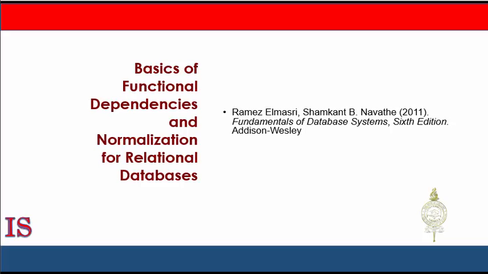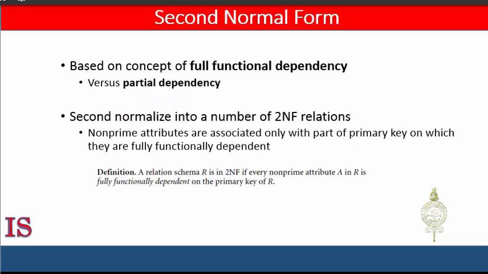Well, welcome back to video number 7 in our series on normalization and functional dependencies. In the last video, we explored the concept of first normal form, the elimination of all multivalued and composite attributes from a relation. Now we're going to move on to second normal form, so let's proceed.